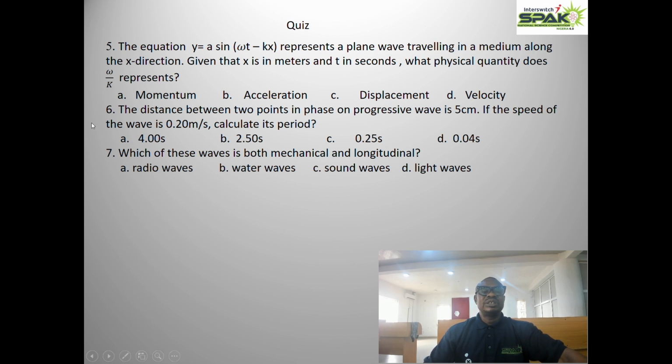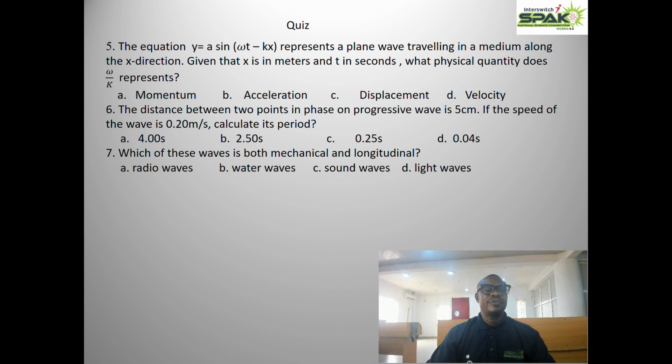Okay, number 6. The distance between two points in phase on a progressive wave is 5 centimeters. If the speed of the wave is 0.20 meter per second, calculate its period. So how will you obtain the period? How will you get the period? Quickly, the period. I'm sure most of you got 0.25. So how do you go about the 0.25?